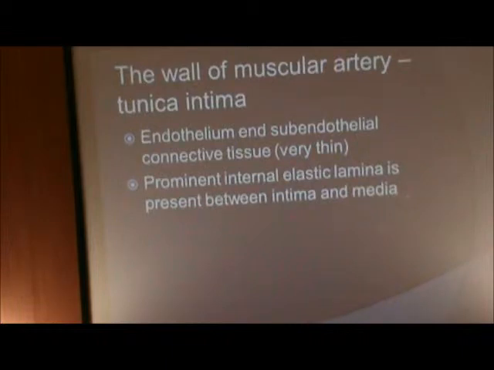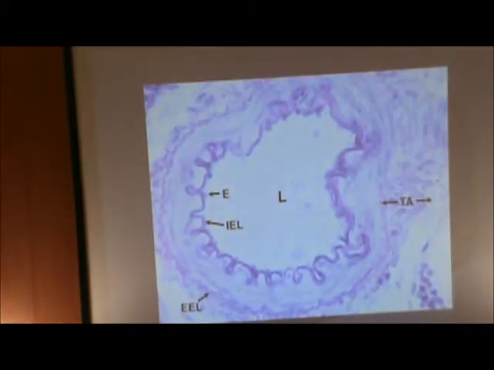Internal elastic lamina is very well visible between tunica intima and tunica media. This is microscopic slide, and we use special staining for elastin. And we know that this is muscular artery, not elastic artery. Why? Because elastic fibers are present in the tunica intima.